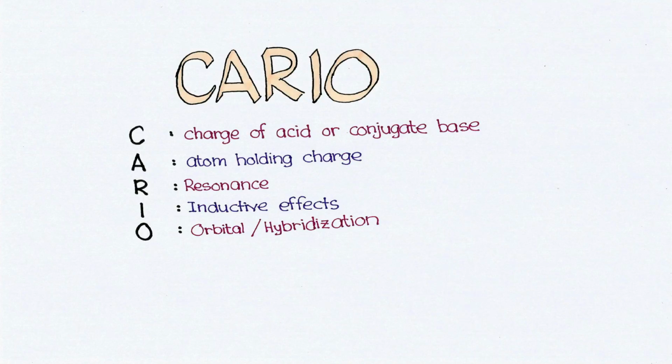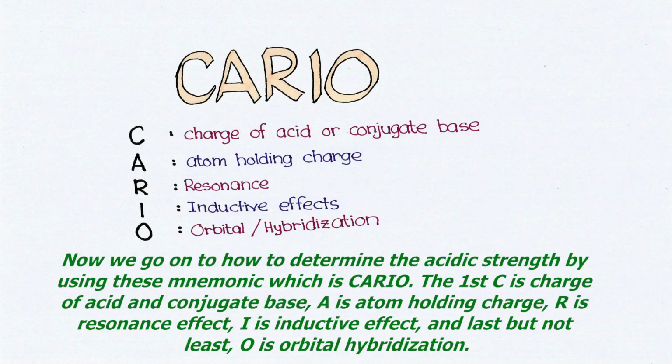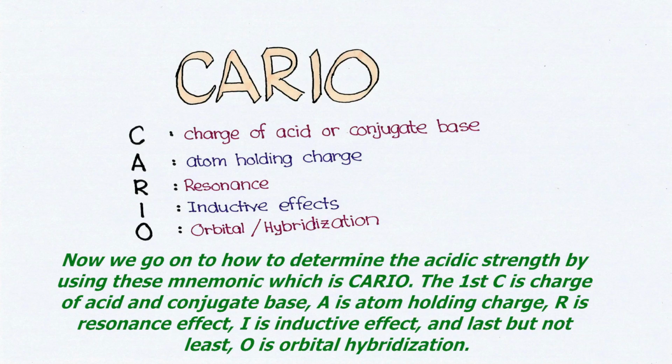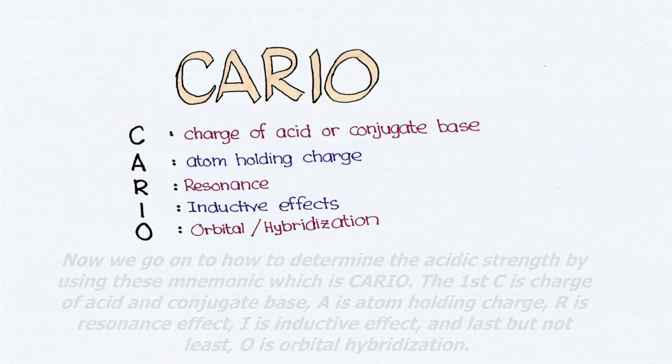Alright guys, now we are done with the definitions and the formulas. Easy, right? Now we go on to how to determine the acidic strength by using this mnemonic, which is CARIO, C-A-R-I-O. The first C is charge of acid and conjugate base. A is atom holding charge. R is resonance effect. I is inductive effect. And last but not least, O is orbital hybridization.